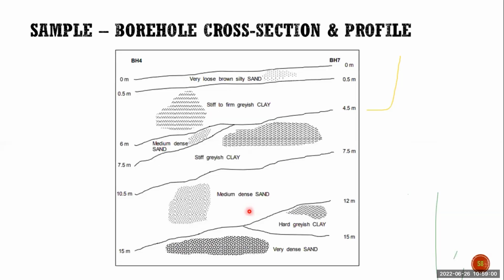For example, sometimes you have many layers also. Here you have 2 core holes. The thickness may change, and you have 0 to 0.5 meter of sand, then clay. The clay thickness is higher in BH4. Like this, you need to interpret the information, whatever investigations you carried out. You take the data and you try to interpret the information. This is a profile for the calculations, for the interpretation.